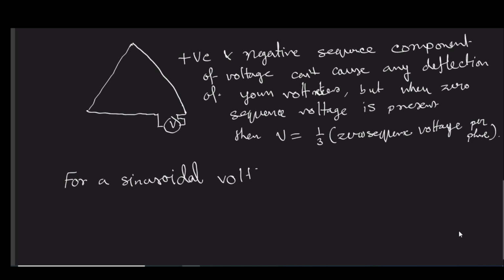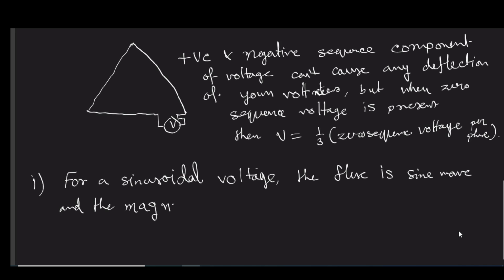In that case there was no story of line voltage, only phase voltage was there. The flux is a sine wave, and if we want sine wave flux, we need a magnetizing current that is peaky in nature.